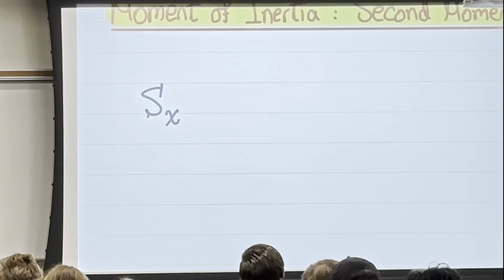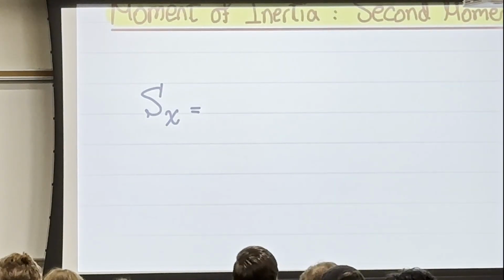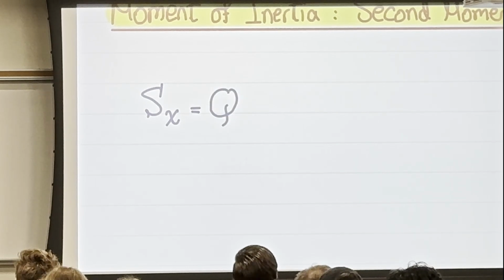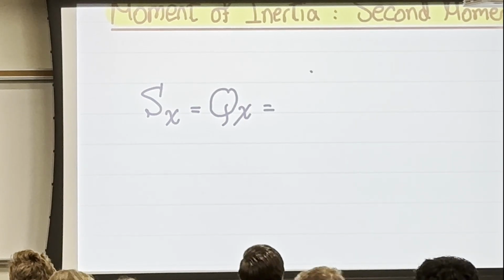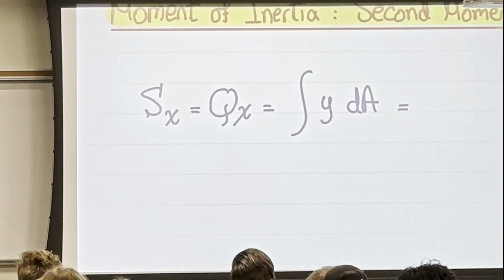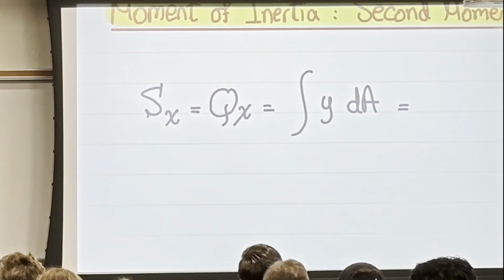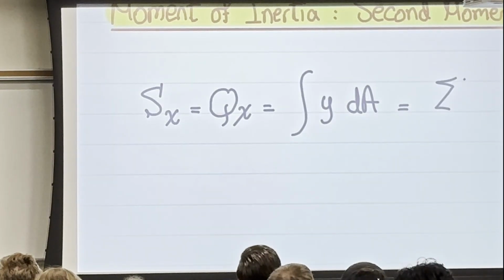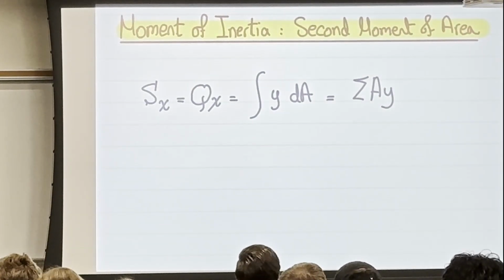So we said S of x in the integration form, but if you read the book, some books symbolize it as S and other books as Q of x. Here is the mathematical form, which is the integration of y dA. But when I write the integration and dA here, this is just for explanation. When you solve problems, I don't want you to do the integration. Instead, we will say summation of area times y.